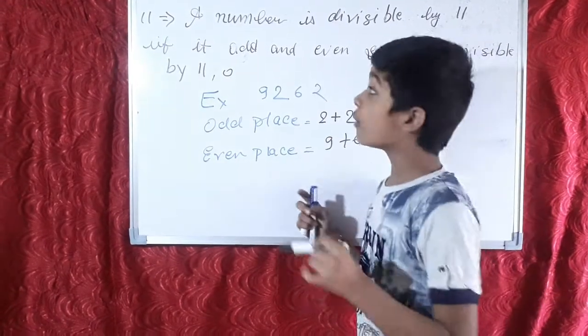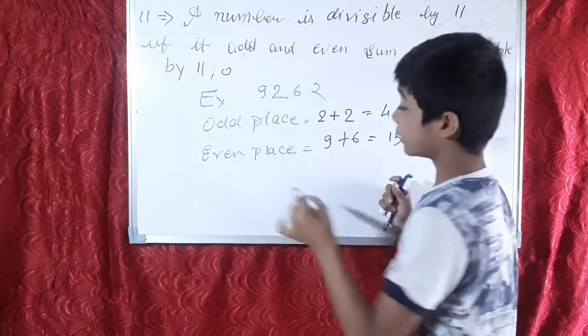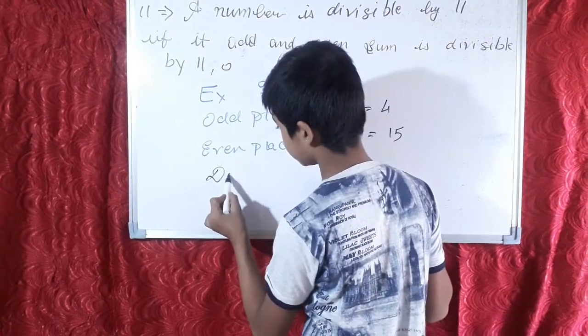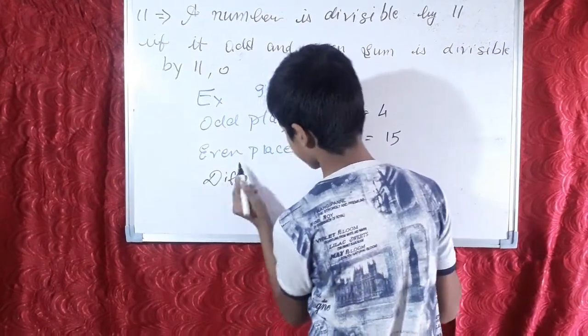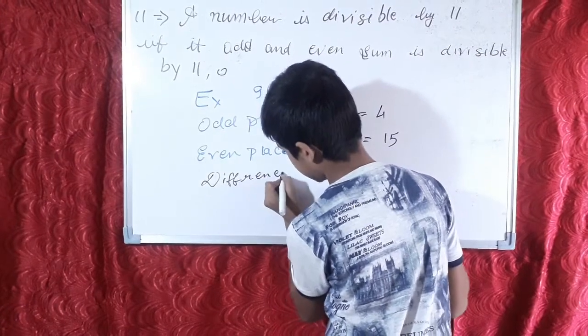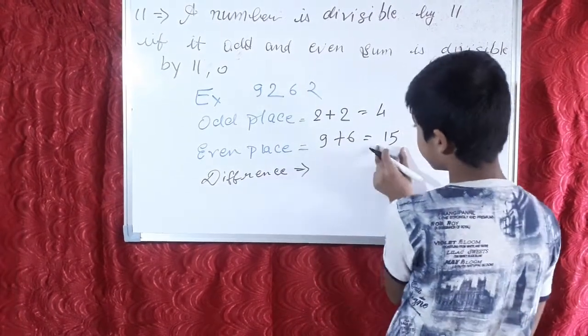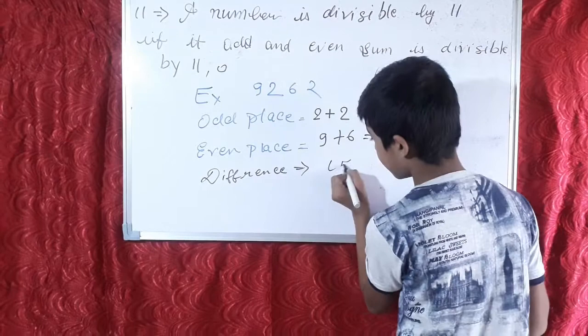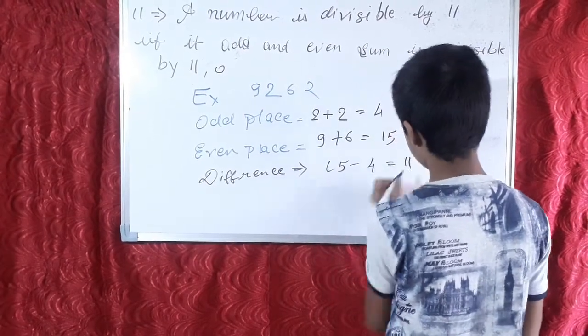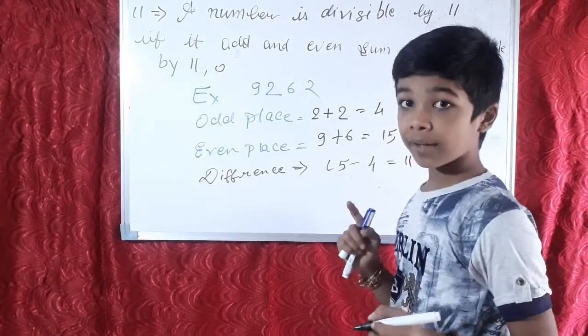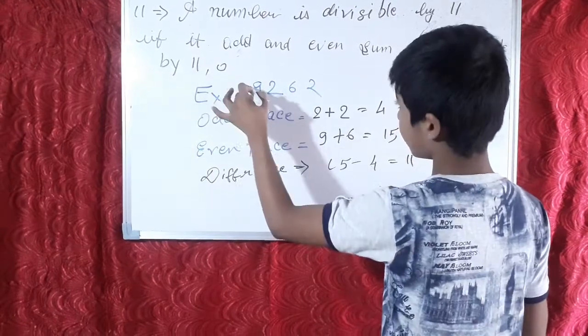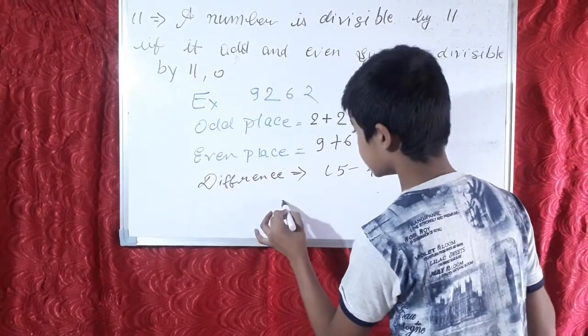Okay. So now we have to write the difference also. For finding out the difference, we will subtract: 15 minus 4 is 11. So this 11 is divisible by 11. Okay. So this number 9262 is divisible by 11.